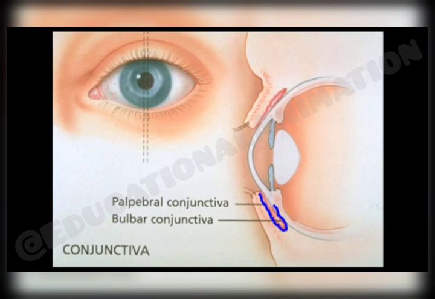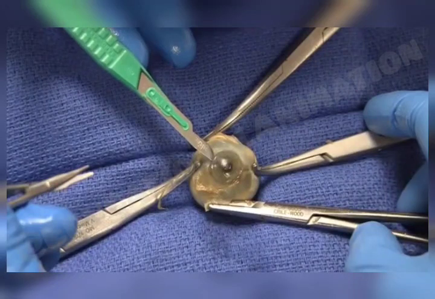So let me see if I understand this correctly. The conjunctiva and sclera start at the edge of the cornea here, and the conjunctiva extends over the sclera, reflects off of the sclera, and onto the inner surface of the eyelid. So this creates an epithelial barrier between the external environment and the inside of the orbit. Yes, that's exactly right. Now let's go back to our dissection.